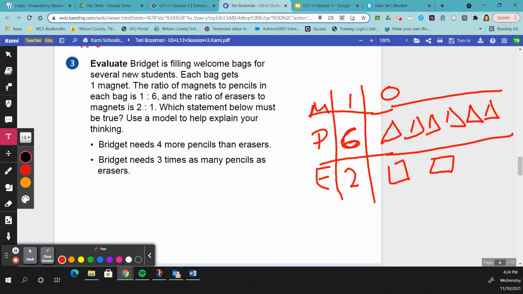So the first point there says Bridget needs 4 more pencils than erasers. So erasers has 2, right? So if I take out 2 on my pencils, is that 4 more than my eraser amount? And if that's true, then you would just mark true next to it. And then you decide if the next statement is true. You would decide Bridget needs 3 times as many pencils as erasers. So here's pencils, right? 3 times as many pencils as erasers. Erasers is 2. 3 times that, is that going to be 6? So you would mark true or false on that one.